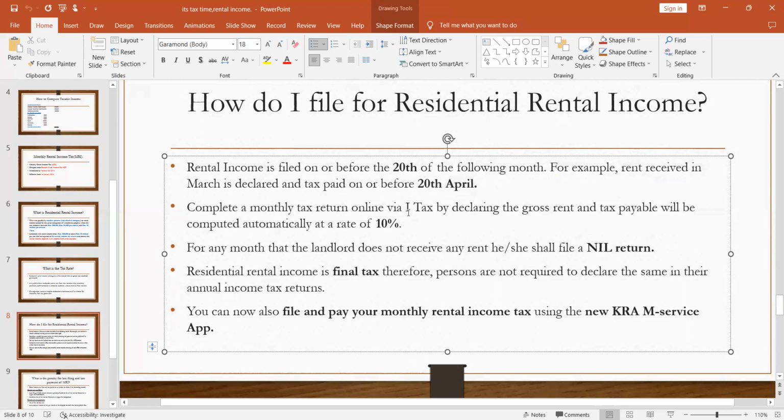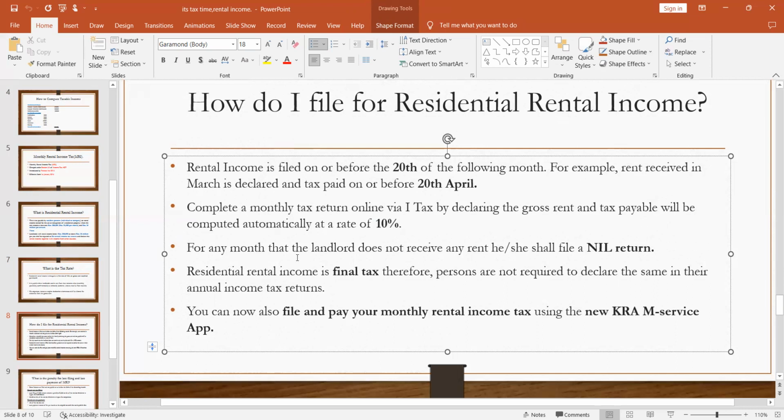We'll be able to do this practically via iTax by declaring the gross rent, and then the tax payable will be computed automatically at a rate of 10%. It's a very simple procedure that I'll take you through, and you'll see how one can file this at their comfort.